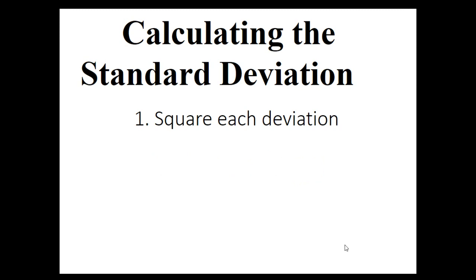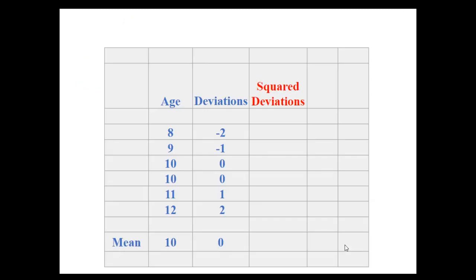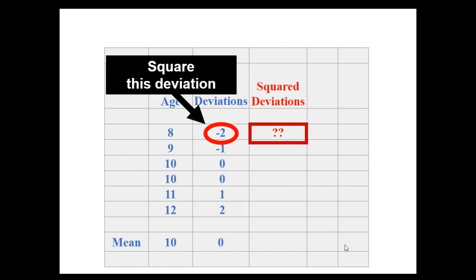Okay, so let's see what that means. Here's our deviations, and let's square this first one. Let's fill in under the squared deviations. We have to square the deviation, which is -2. So what is the square of -2? Well, just a little refresher here. You haven't been doing squares lately.